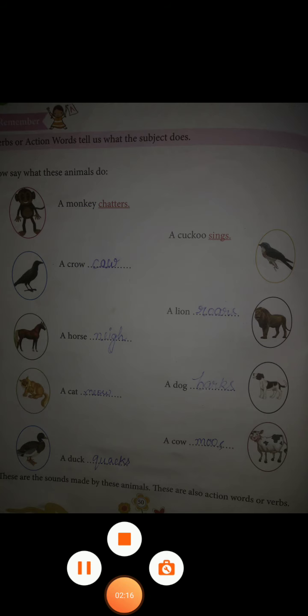Next is a lion. What does a lion do, students? A lion's sound is called roar. So we'll write a lion roars, R-O-A-R-S, roars. A lion roars. Next picture is of a horse. A horse neighs, N-E-I-G-H-S, a horse neighs.